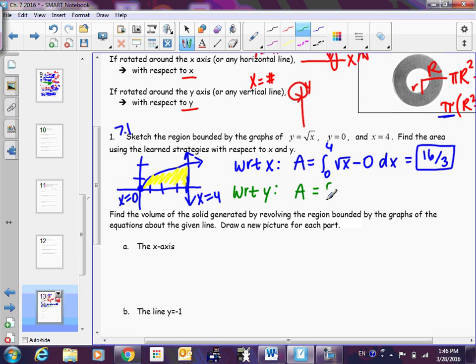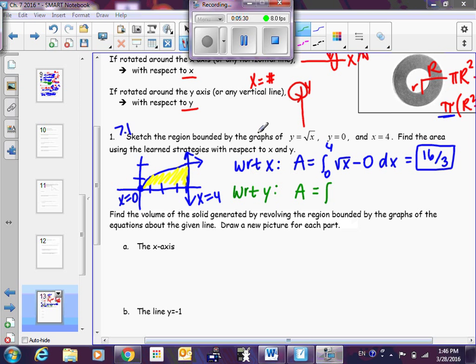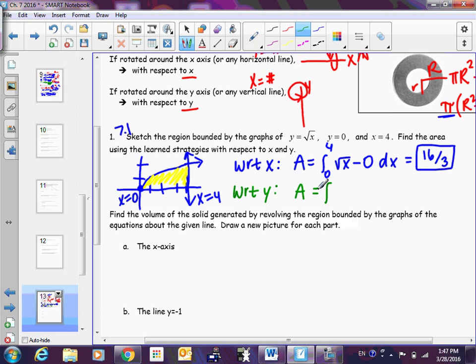All right, first thing is we have to find the bounds that are going to be different. They're not going to be x values. They're going to be y values. So go ahead and see if you can set that part up. Okay, so what were your bounds? 0 to 2. Okay, because those are the y values. Y equals 2, y equals 0.